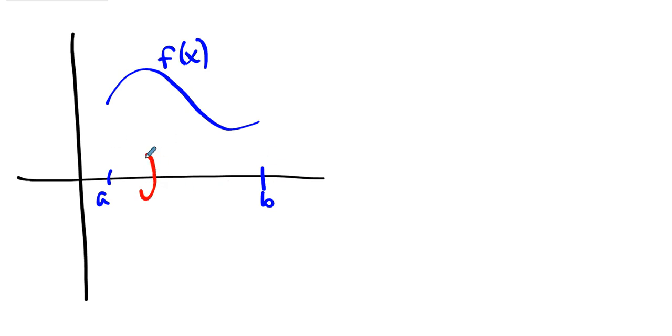So you have some function f of x. It's continuous on some interval from a to b. And what we want to do is take the region that's bounded by f of x and the axis from a to b, and revolve that region about the x-axis. So we take this region and we spin it around this pole here.